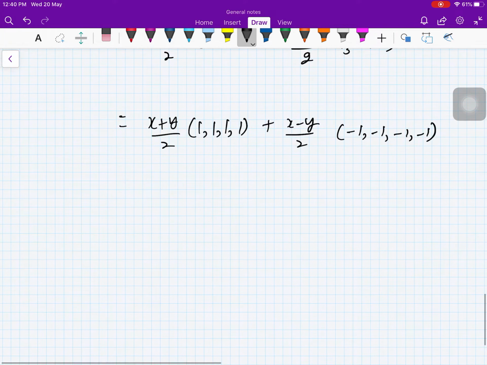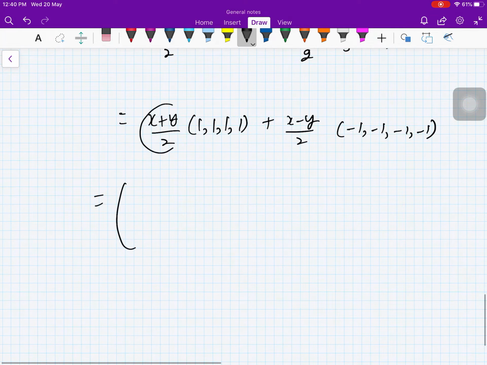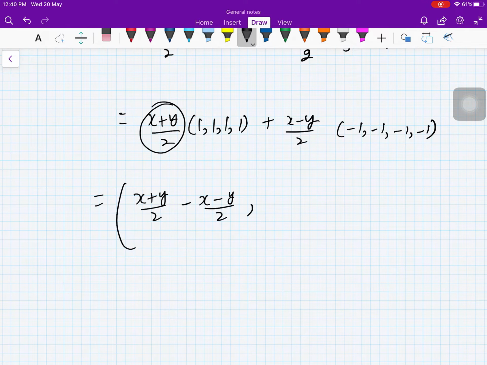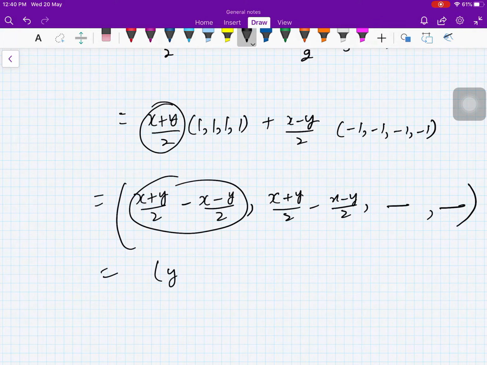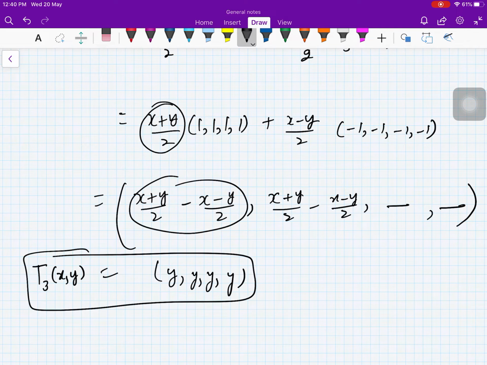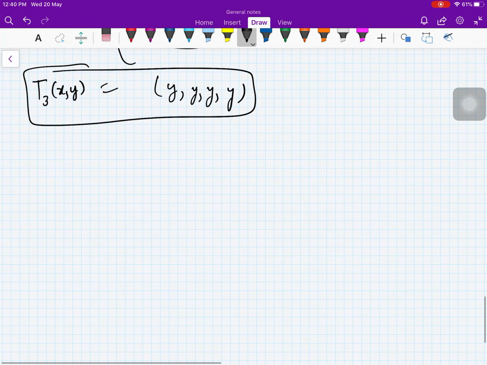Now you just see what you'll get. The first element will be (x+y)/2 minus (x−y)/2. The second element will be (x+y)/2 minus (x−y)/2, and the same for the rest. So this is equal to y. So you'll get (y, y, y, y). So it means that T3 of (x, y) is defined like this. It is a linear map.